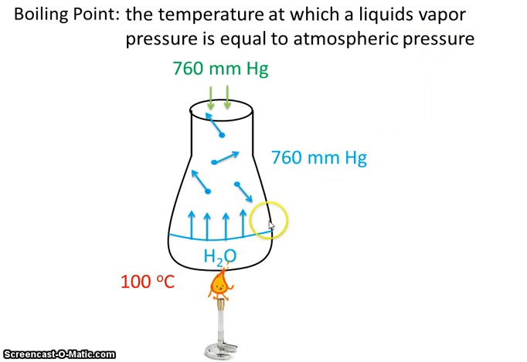So once again, when this liquid evaporates enough to exert 760 millimeters worth of pressure, that opposes the 760 that's pushing down. And quite literally, these molecules here now have enough kinetic energy to push back against the atmosphere, and then they rapidly enter the gas phase. So try to commit this definition for boiling point to memory. It'll be helpful for you.